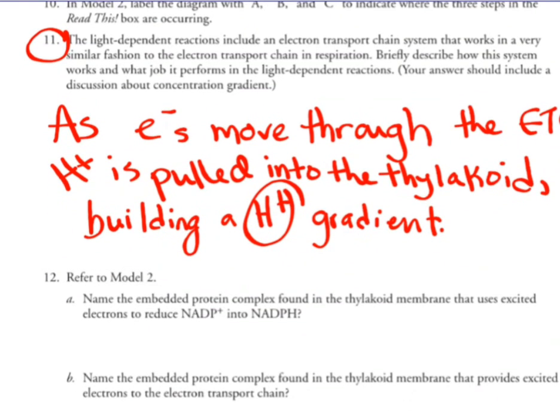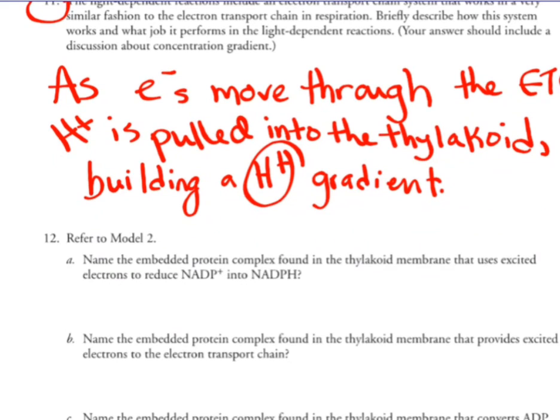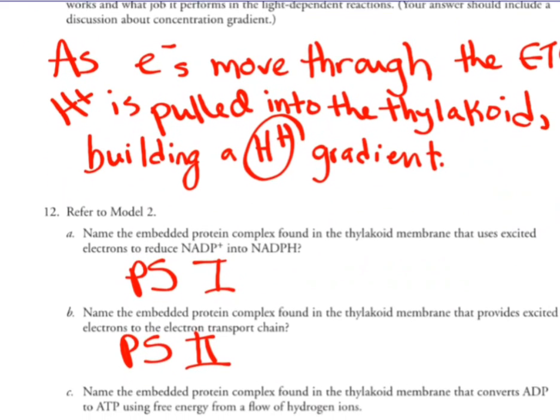Okay, and then which protein in the thylakoid membrane uses excited electrons to reduce NAD plus to NADPH? That's photosystem what? It's the second photosystem, but it was found first, so it's photosystem 1. Okay, which provides excited electrons to the electron transport chain? Photosystem 2. So this POGL literally has everything that you need to know in these 2 pages that we're looking at, okay? That's why we're doing it together.